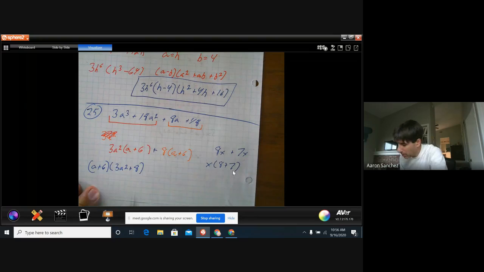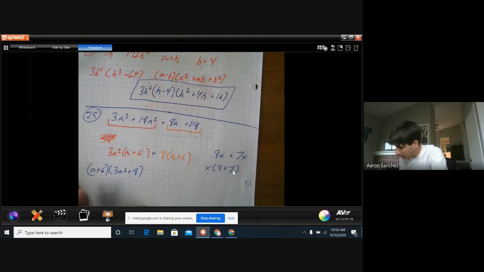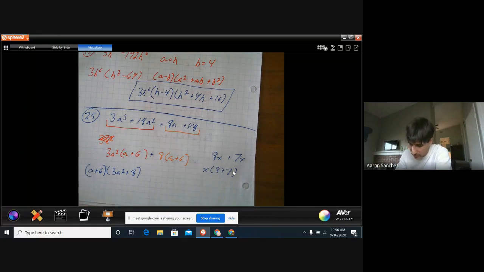So in other words, you just add these and put these together, and just bring the a plus 6 to the side. That's 25. Are there any questions on that? They're all like that. 25, 29 is the same. So do that. You can do that on 29.